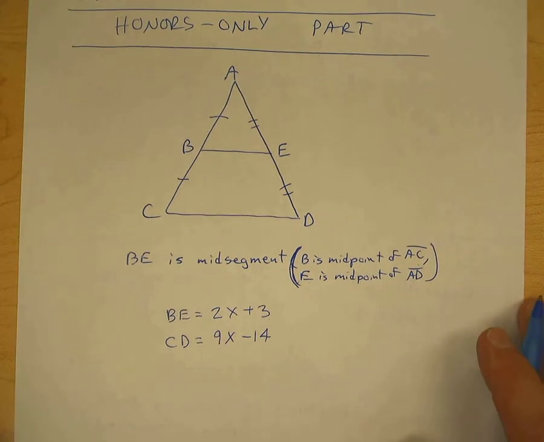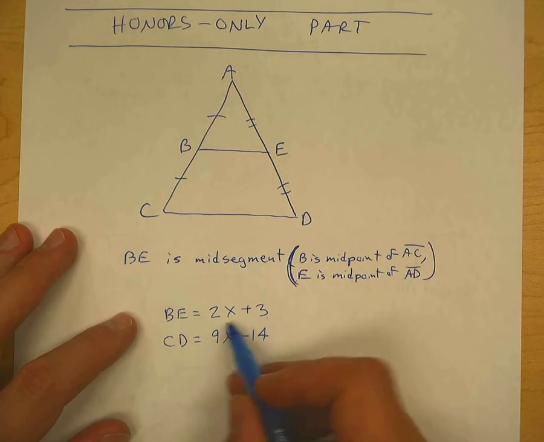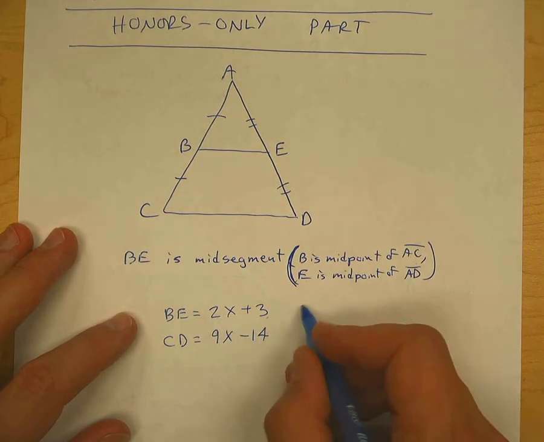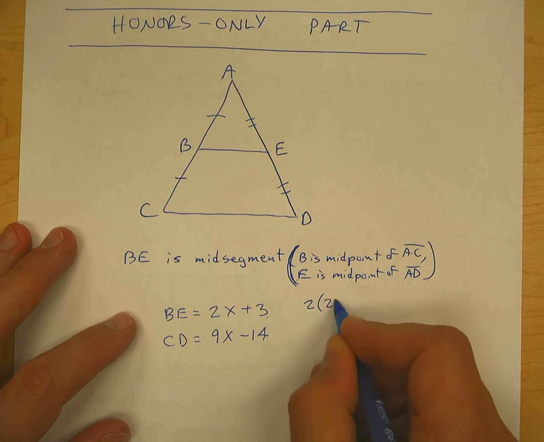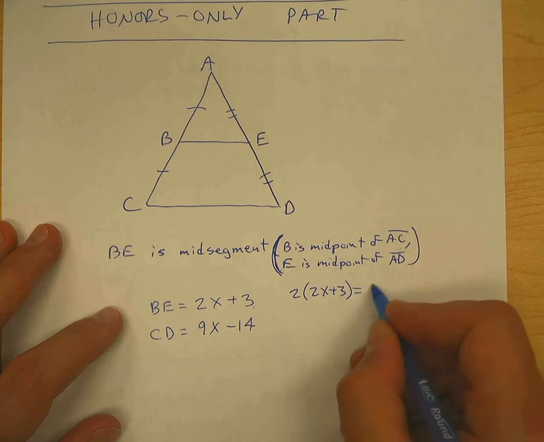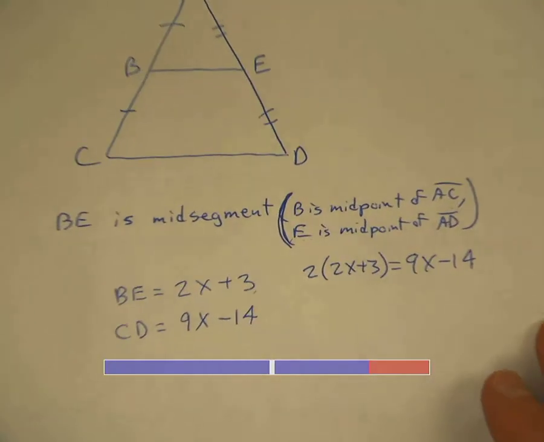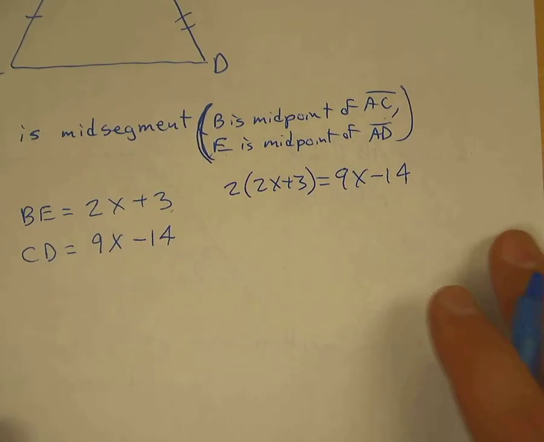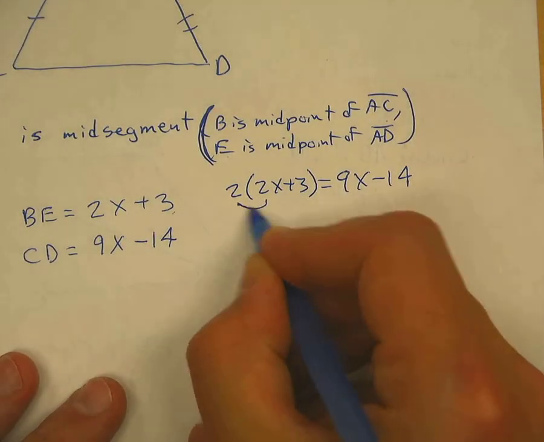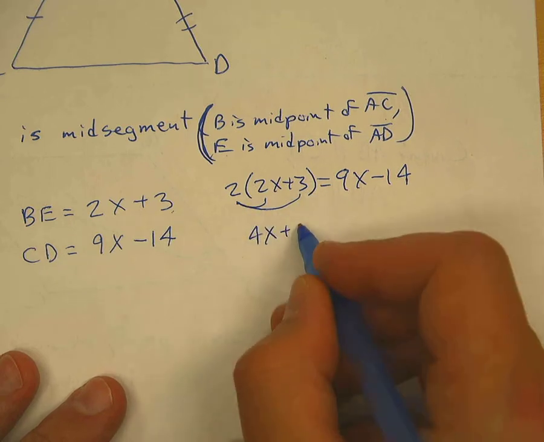So what we're going to do is, I know that the mid-segment is half of this segment, so I'm going to multiply this by 2. So I take 2 times 2x plus 3 and put that equal to 9x minus 14. And I'll zoom up on that part so you can see it a little bit better. Okay? So I distribute the 2. 2 times 2x is 4x. 2 times 3 is 6.